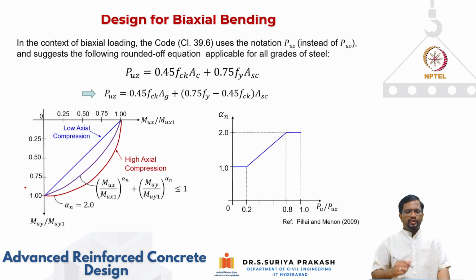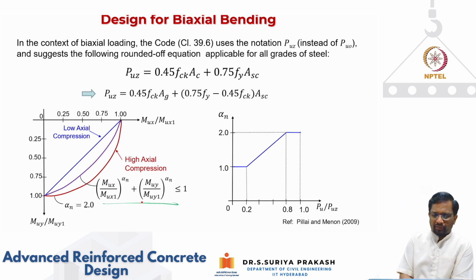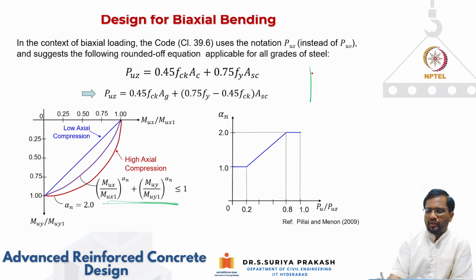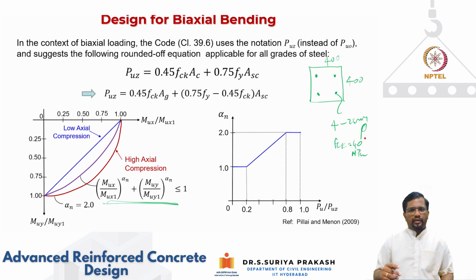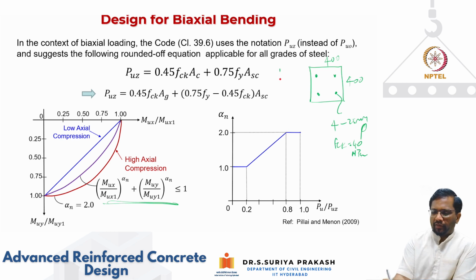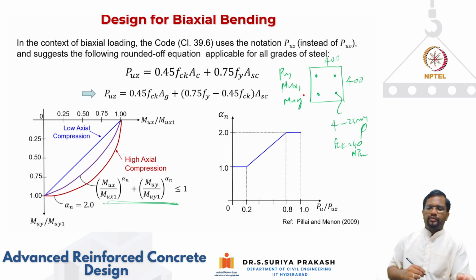Now, I want to use this equation, right? So for a particular cross section, I'm just giving an example. Let's say I'm taking 400 mm by 400 mm, okay? And then I have some steel, and I'm saying that I have, let's say, four bars, each of them 25 mm diameter, okay? All these things are given to you, and I'm also saying that fck is 40 megapascal. Now for this particular cross section, I need to calculate, and I'm also giving you the demand. Pu is this, Mux is this, Muy is this. These values are given to you.